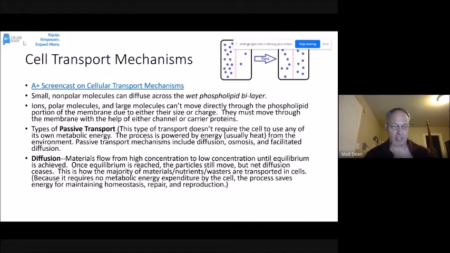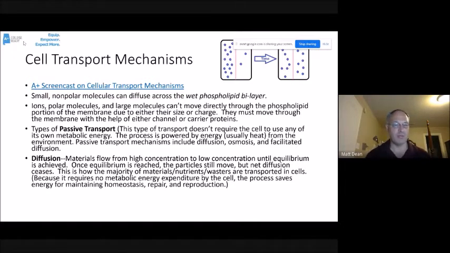We'll start with a discussion of diffusion. So diffusion is when materials move from areas of high concentration of that material to areas of low concentration of that material until equilibrium is achieved. Once equilibrium is achieved, though, the particles don't stop moving. They continue to move, but there's no more net diffusion. That means essentially the same amount of particles move one way that move the other way.